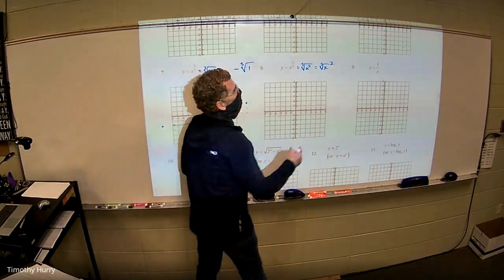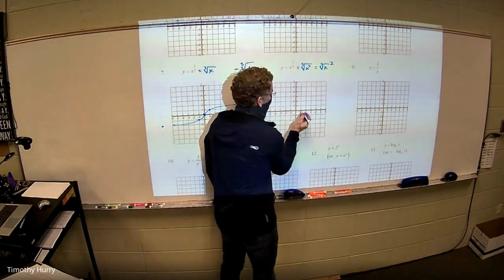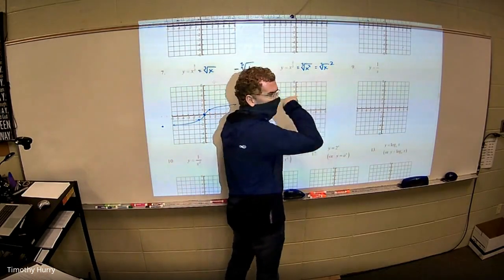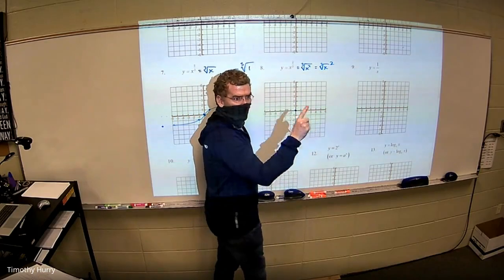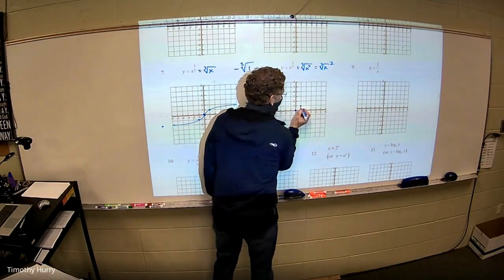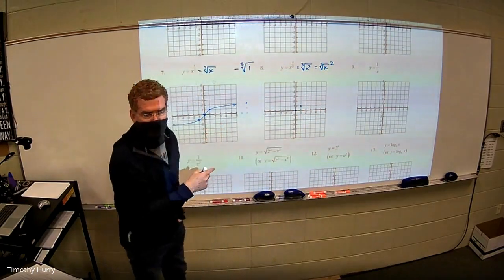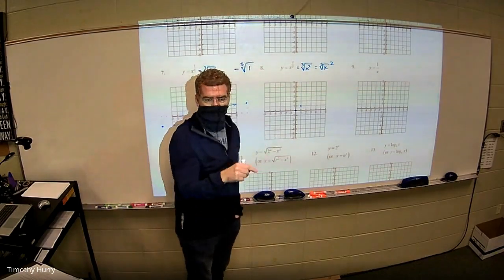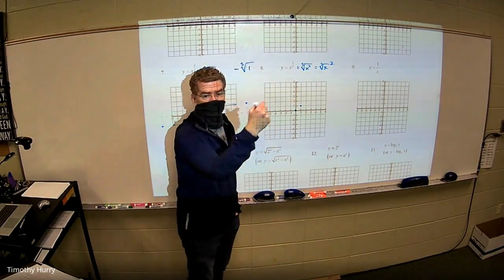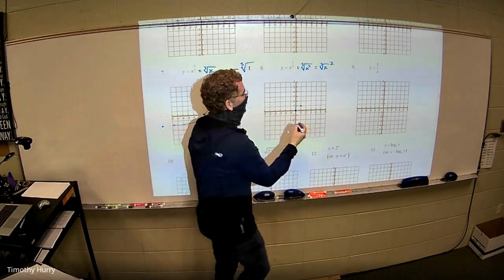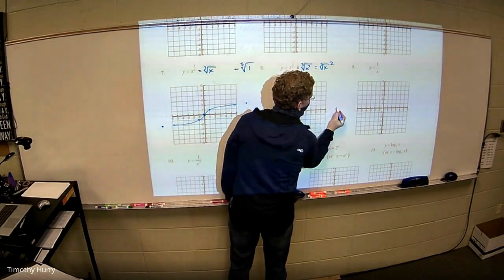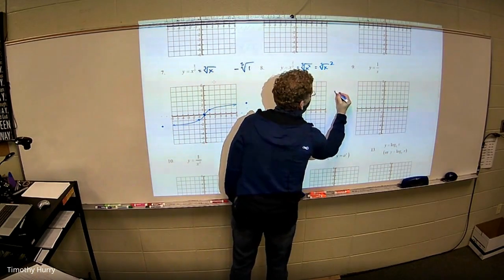So let's think about it. If I plug a 0 in there, I get a 0. If I plug a 1 in there, cube root of 1 is 1. 1 squared is still 1. Starting to look a lot like the other one, right? If I plug an 8 in there, cube root of 8 is 2. But then when I square it, it changes. It becomes 4. So out here at 8, I'm actually much higher than before.